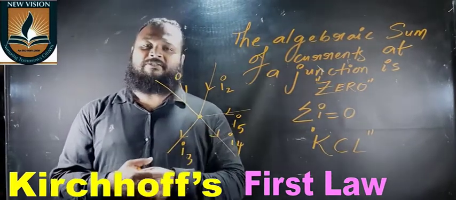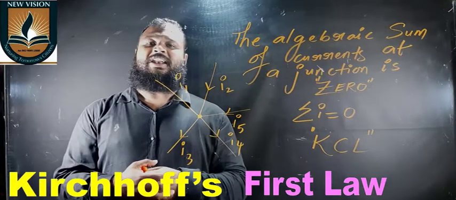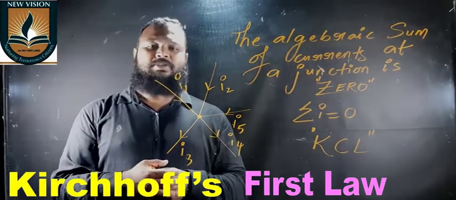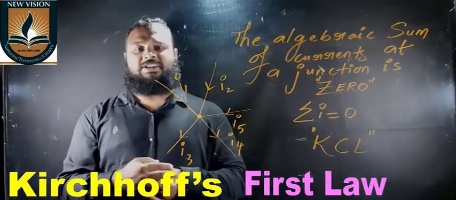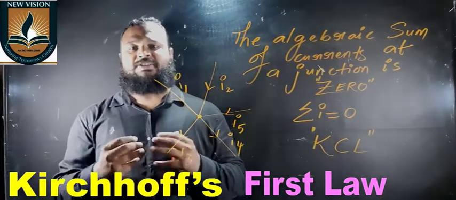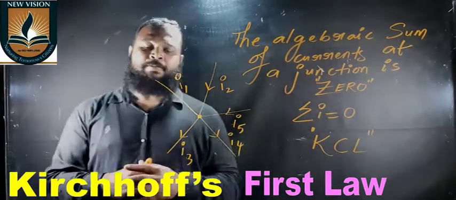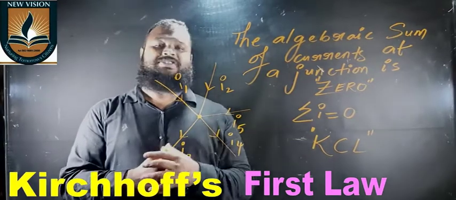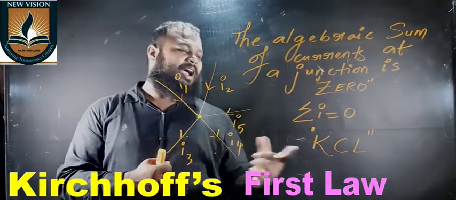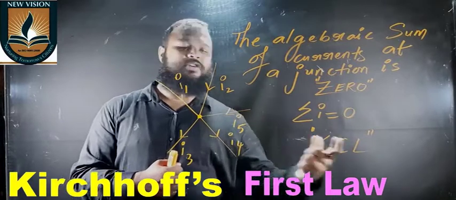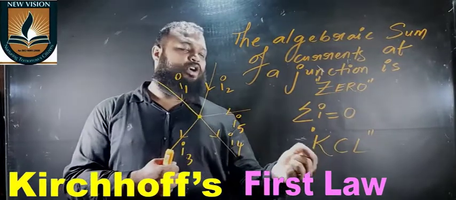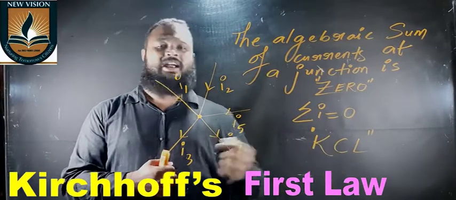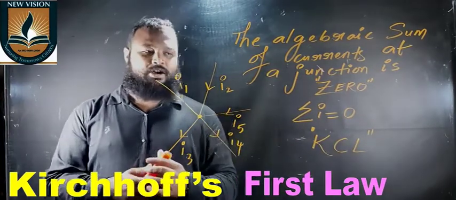We can also define Kirchhoff's First Law in another way, that the sum of the currents flowing towards the junction is equal to the sum of the currents flowing away from the junction. Another name of Kirchhoff's law is Kirchhoff's junction law, also current law. So we call Kirchhoff's first law in short form KCL, meaning Kirchhoff's current law.